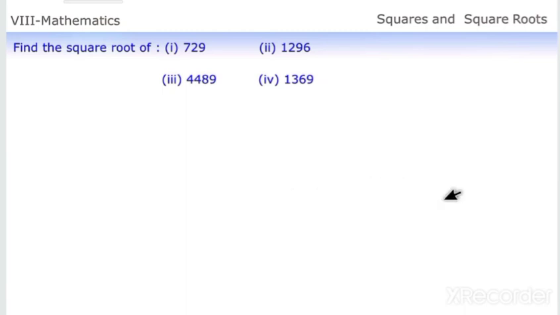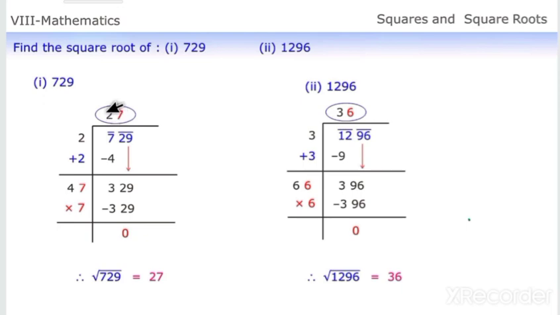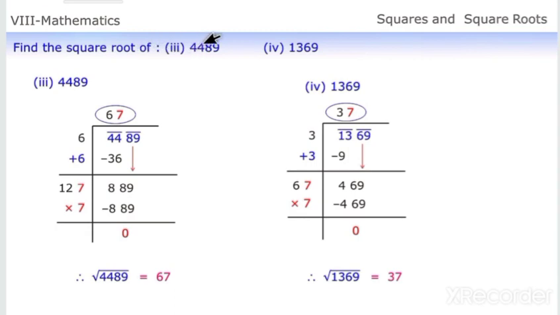Now you have to solve this type of questions. Find the square root of 729, 1296, 4489, and 1369. Copy these and solve these questions in the homework note, don't forget. You may see some steps as an overview of these questions. Very simple: the square root of 4489 is 67, and the square root of 1369 is 37.